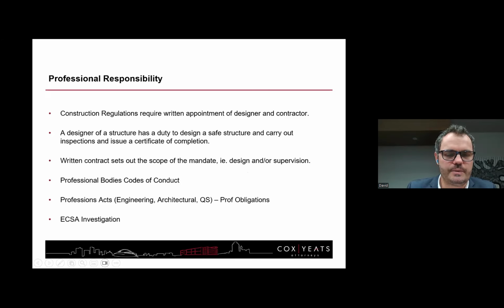Okay, professional responsibilities. The construction regulations under the Occupational Health and Safety Act require written appointments for designer and contractor. And then, of course, the designer of the structure has a duty to design a safe structure and carry out inspections and issue a certificate of completion. That written contract sets up the scope of the mandate, design, supervision, those types of things. And every professional body has a code of conduct. Remember, the engineers, architects and quantity surveyors all have their own Professions Act. They all have their own conduct. And that's what the ECSA investigation or the professional body investigation will focus on when, sadly, tragedies happen on site.